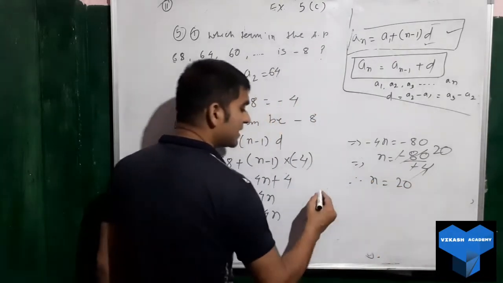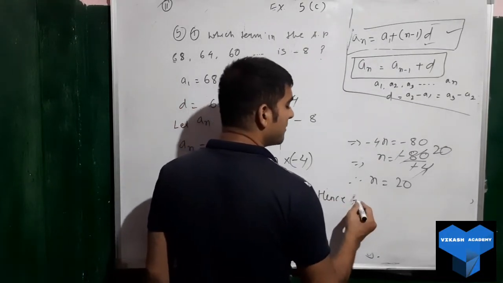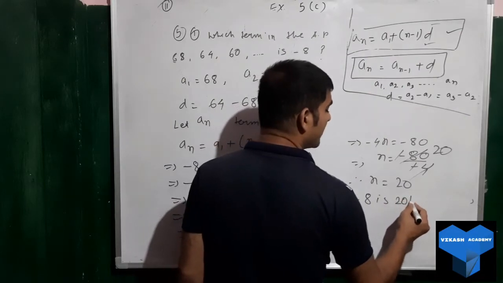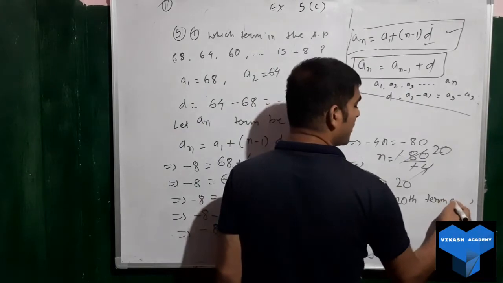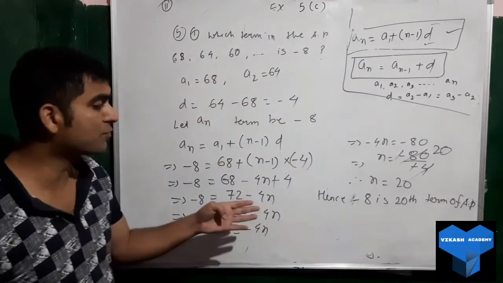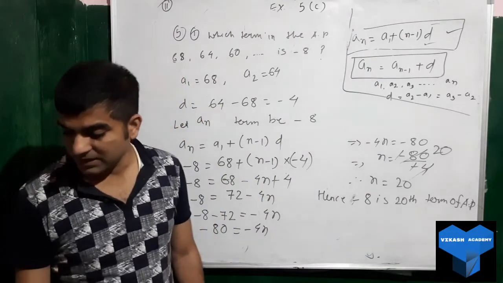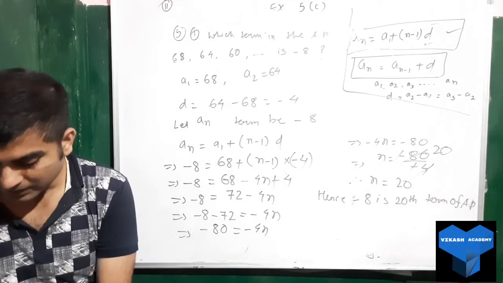So what do you write? Hence minus 8 is the 28th term of the AP. Or you can write, hence the 28th term of the AP is minus 8. So this is our answer. We got the answer minus 8 for question number 5.1.